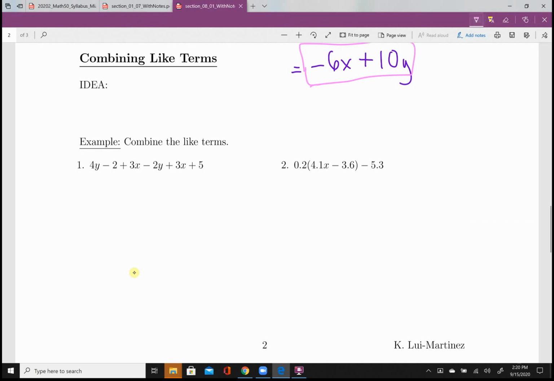So we will be adding, let me get a good color that's going to show up really well. We will be adding coefficients when variables and their exponents match.